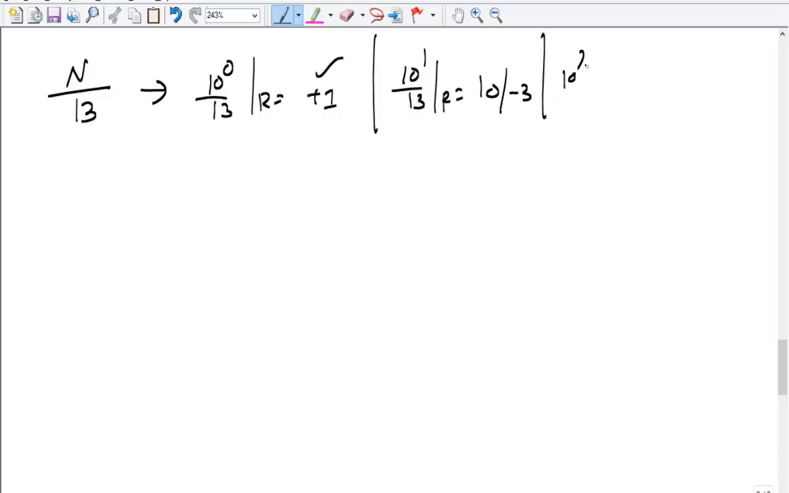Now the 10 square by 13. 10 square, don't try to write it as 100. 10 square is nothing but 10 power 1 into 10 power 1. So the remainder is minus 3 into minus 3, that is plus 9. Plus 9 by 13, that's 9.